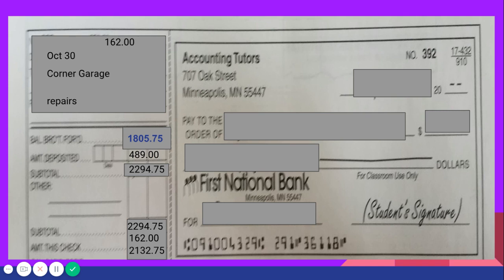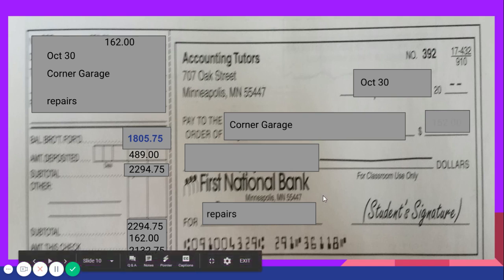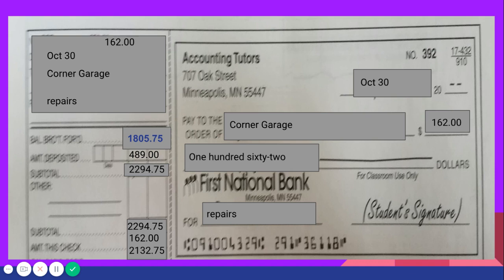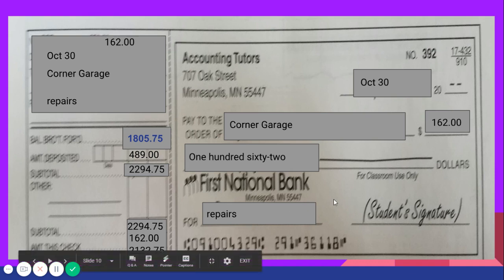Next, we fill out the check, the date, who's it to, the amount, in words, and what was it for. Lastly, you sign it then.